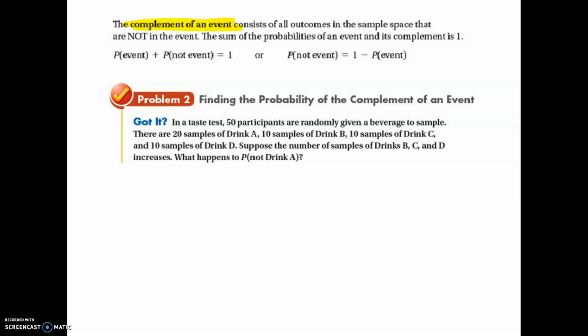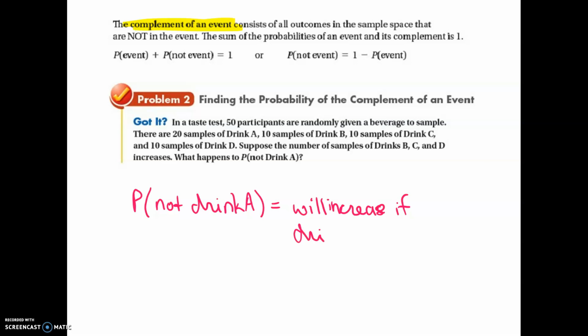So I'm just going to write that out real quick here. So the probability that it is not drink A will increase if the drinks B, C, and D increase.